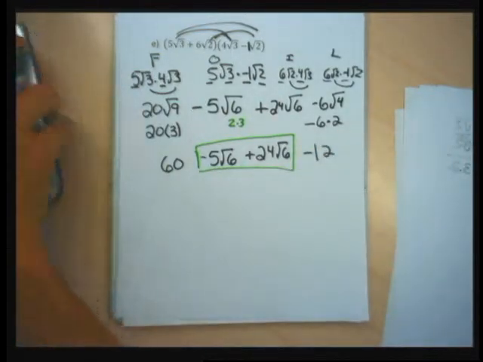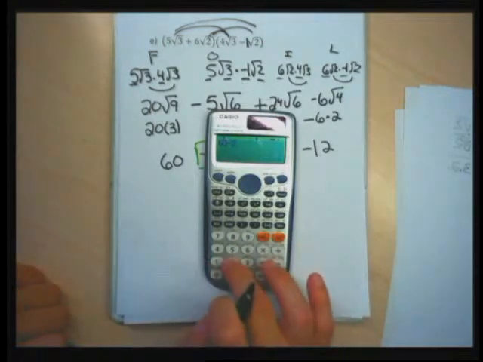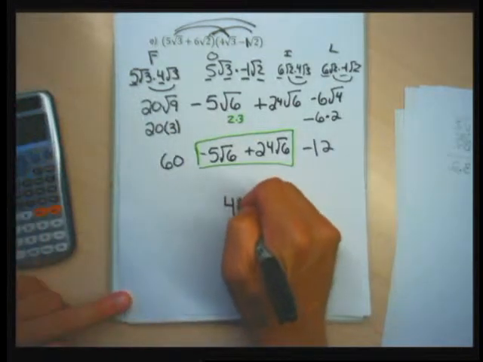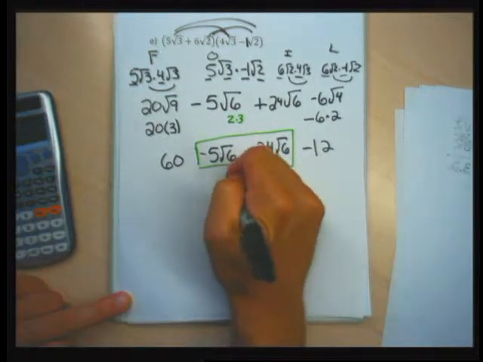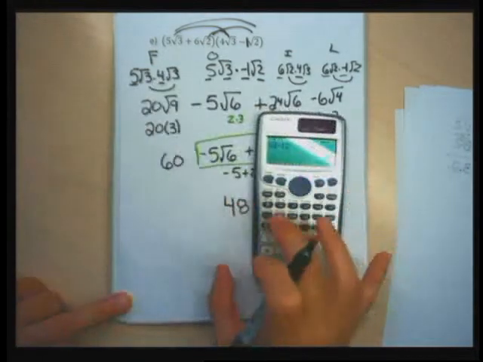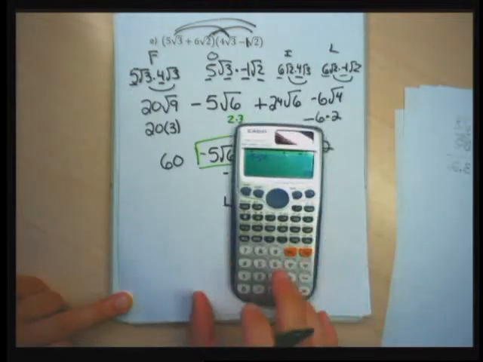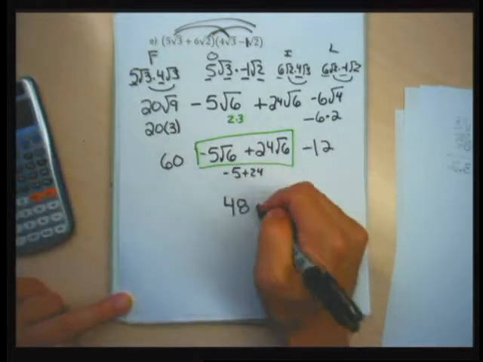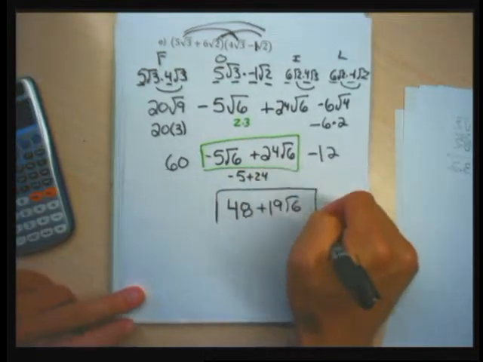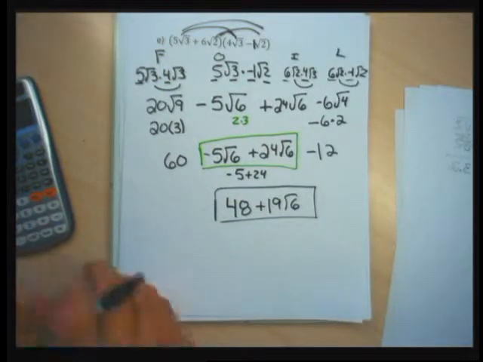To finish this problem up, I need to go 60 minus 12, which is the first and the last, and those combine to be a 48. And for the inners and outers, I just need to combine the minus 5 and the plus 24. And minus 5 plus 24 equals 19. And I'm going to leave the square root of 6 and get a positive 19 square root of 6. So hopefully when I do this by my calculator, I get the same 48 plus 19 square root of 6.